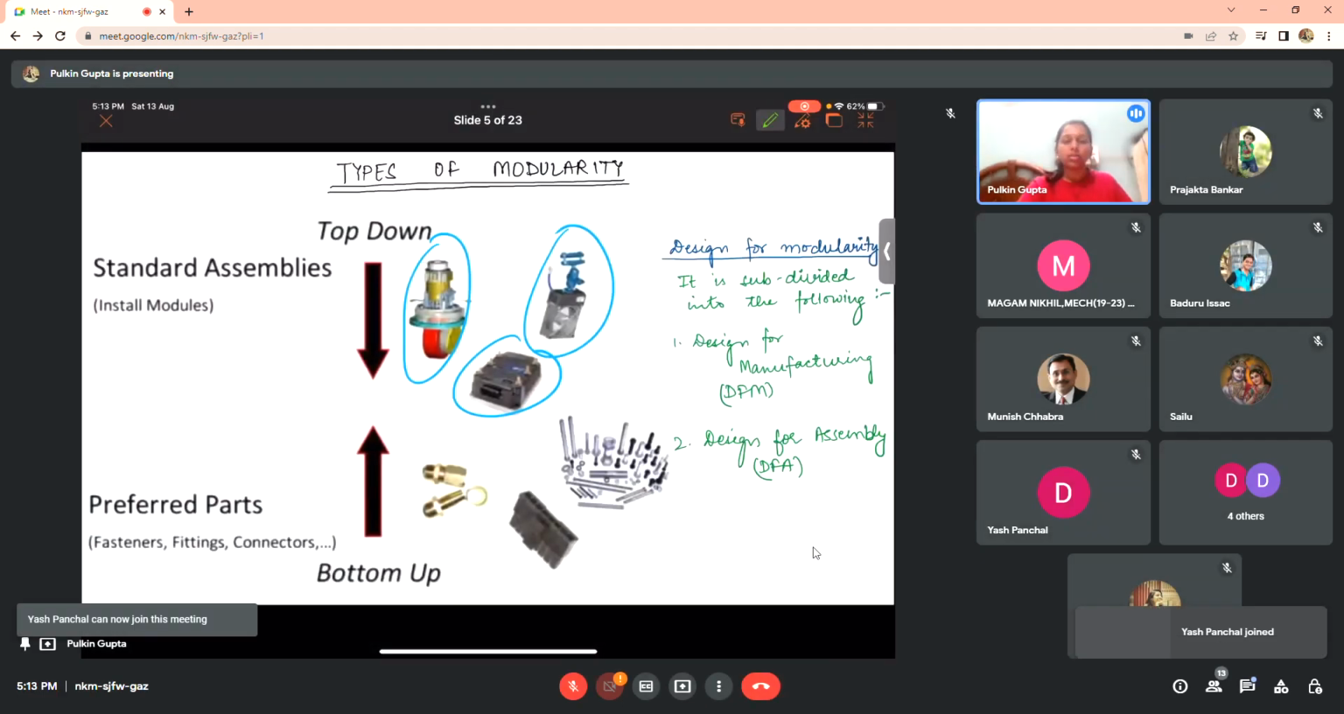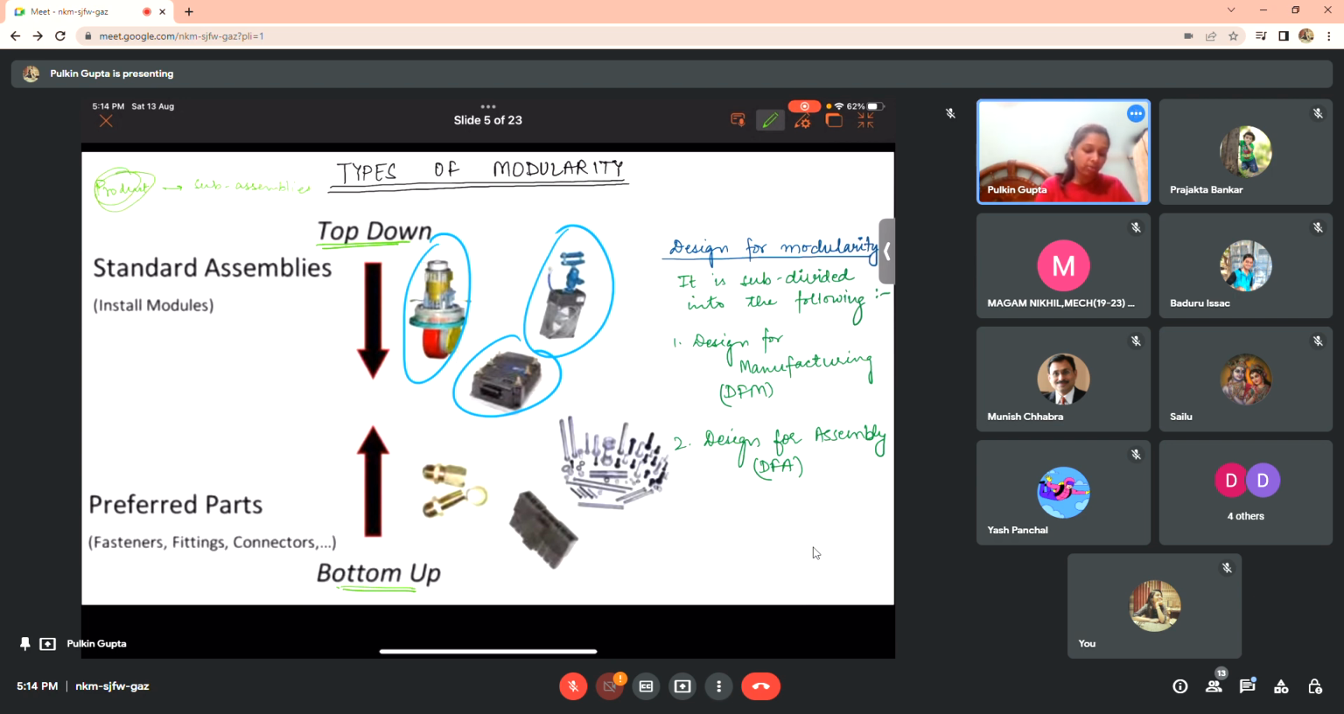Now, what are the types of modularity? We have two different types. One is top down and the other is bottom up. In the top down approach, we have our final product and then we break it down into sub assemblies. So we start from the final product and then go towards the sub assemblies. Suppose, for example, you want a gearbox, and then you go to sub assemblies of, say, individual gears, and how to manufacture those.